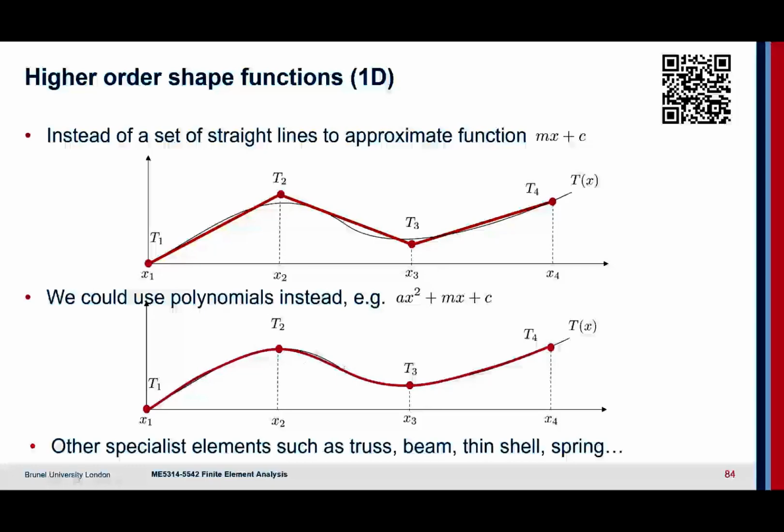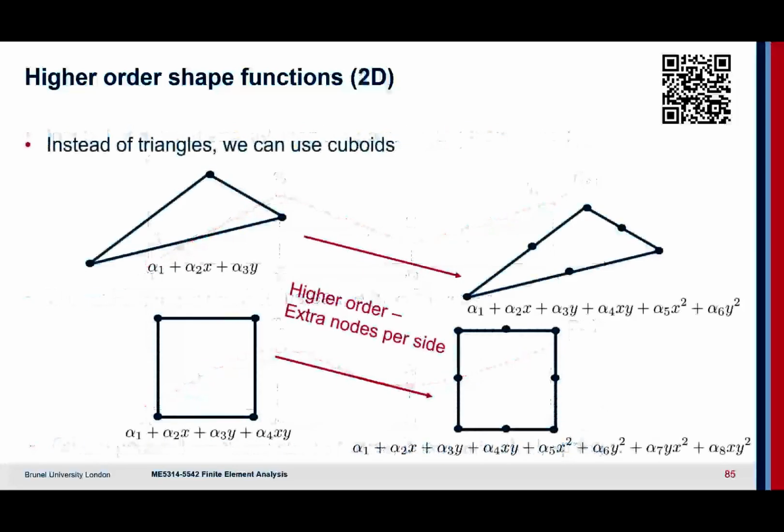So sometimes it's better to use higher order polynomials, and then you can use fewer of those polynomials rather than lots of straight lines. So just be aware that this is a possibility, and you can work through the mathematics, and essentially it's exactly the same process of just forming a matrix with higher order terms. There's a whole range of specialist elements, trusses, beams, thin shells, springs, which in one dimension you can use for particular cases, more for solid mechanics. Same concept in 2 dimensions.